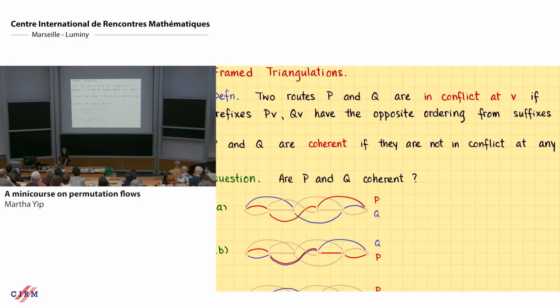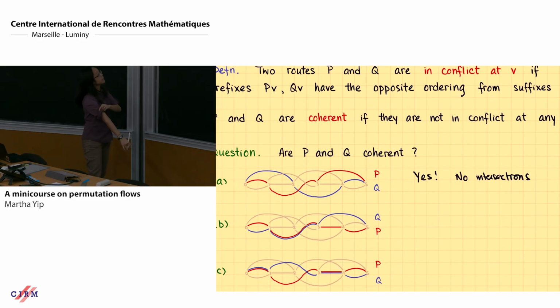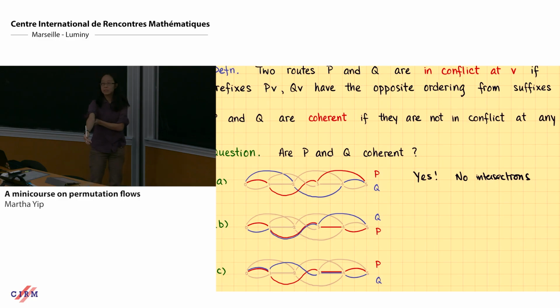Don't you check beginning and ending? You can check beginning and end, but the beginning has no incoming, no prefixes. And same with the end, there are no suffixes, so it's empty conditions. So yes, no intersections. Okay, next pair, part B.